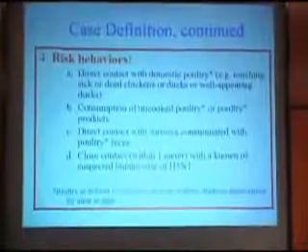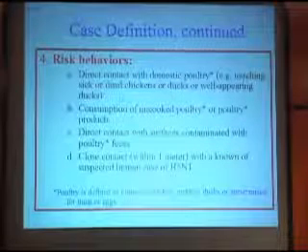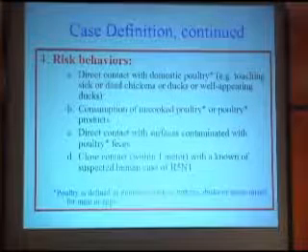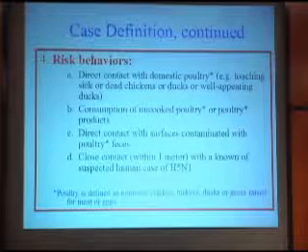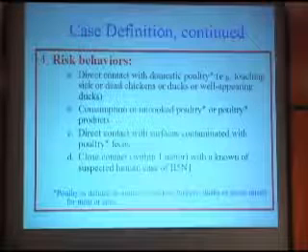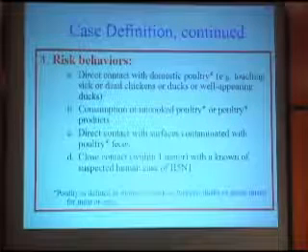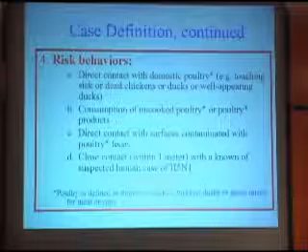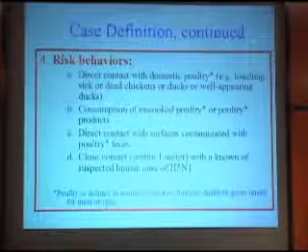Now, the final component of the case definition is risk behaviors. So it's not enough that they just went to those countries at the right time. If they were a tourist staying in a hotel, then they're really not at risk unless there's a specific risk behavior. So they must have at least one of these 4 things.